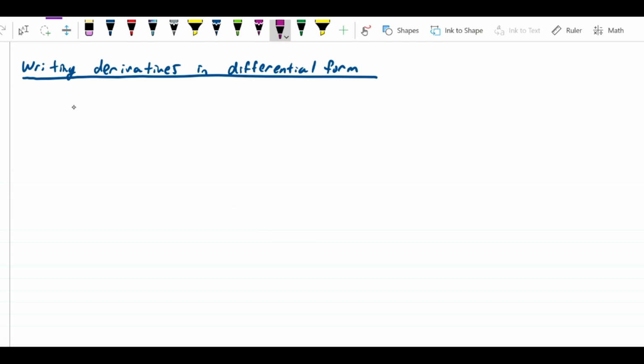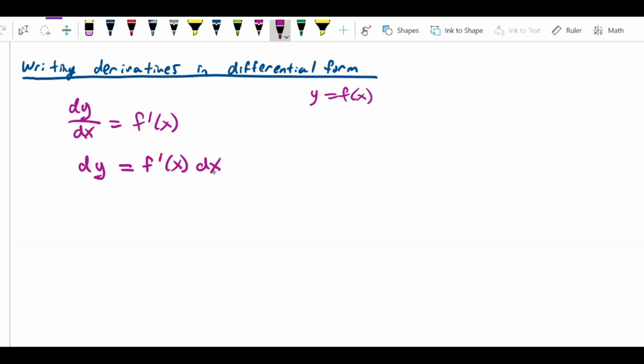We normally write that the derivative dy over dx is just another way of writing f prime of x. This is the case if, let's say, y equals f of x. If y is f of x, we can write the derivative as either dy over dx or f prime of x. So if I simply multiply both sides of this equation by dx, I just get the equation dy equals f prime of x dx.